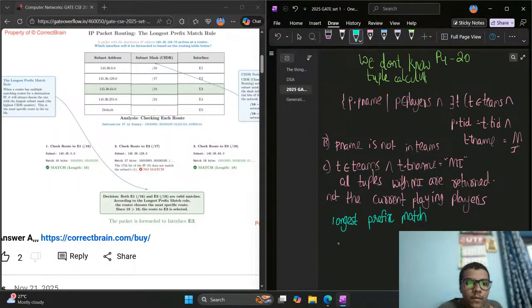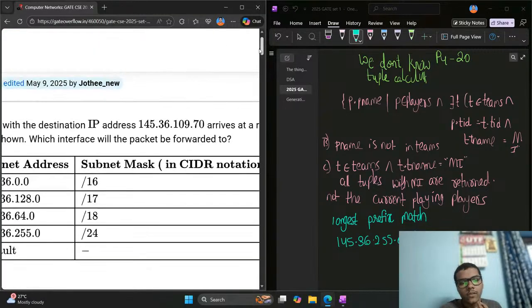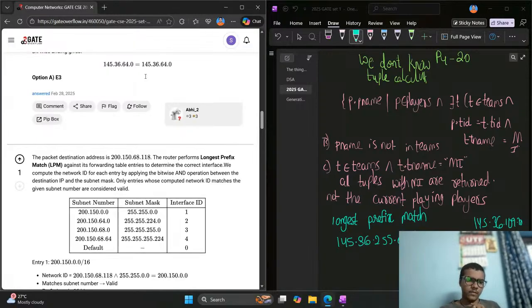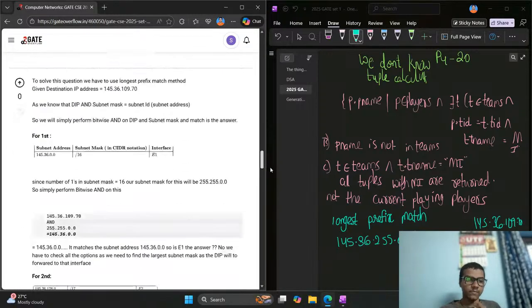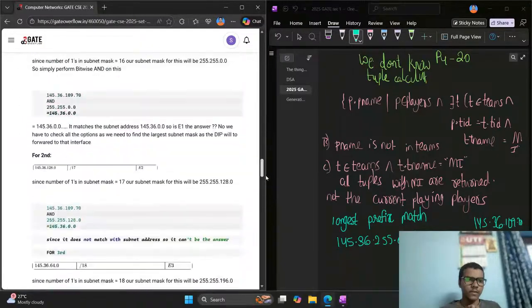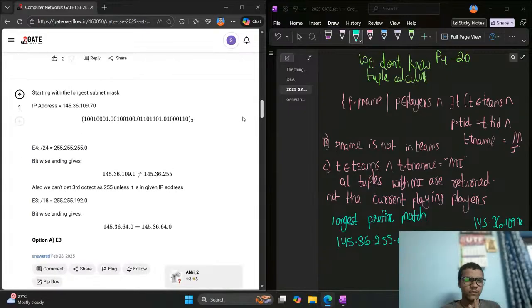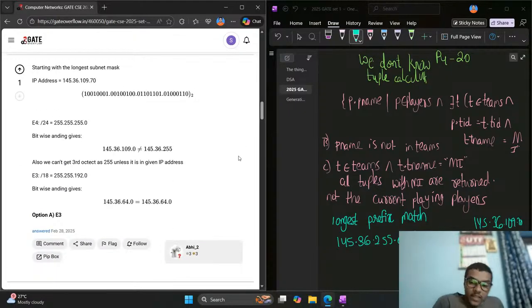Let's start from the biggest one. 145.36.255.0 with a subnet mask of 24. Destination is 145.36.109. Oh no. You're supposed to convert that to binary.